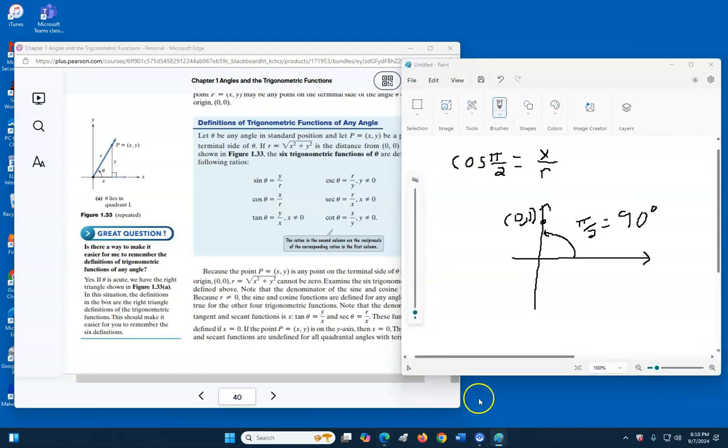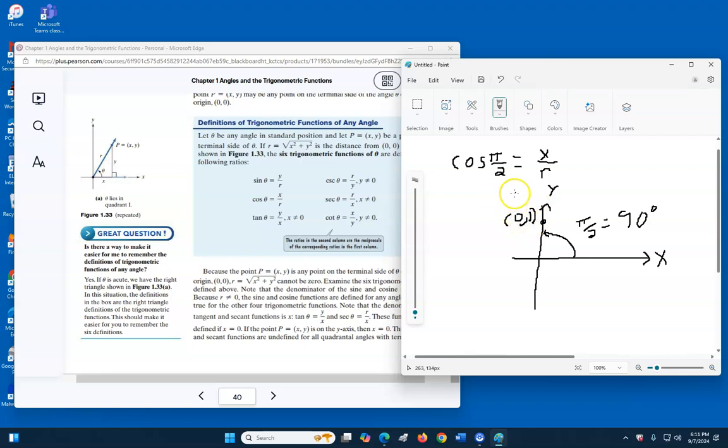So let's see. I bring up Paint and I start drawing a picture here. So here's your x and your y axis. This is your x axis. This is your y axis. So we're talking about cosine of pi halves is equal to x over r. Well, pi halves, that's the same as 90 degrees. So you can pick any point on the y-axis. I just picked 0, 1.